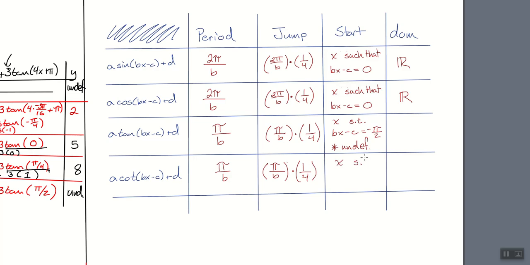Similar, but slightly different this time with tangent and cotangent. You're still going to take your argument, which is this bx minus c, whatever it is. But this time, where's the first asymptote on cotangent?